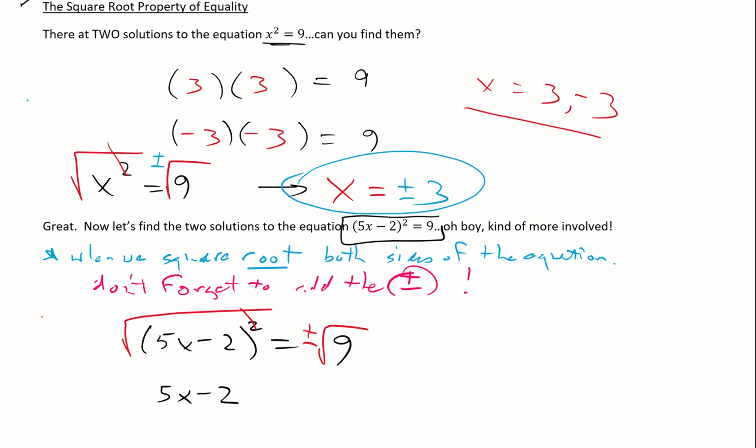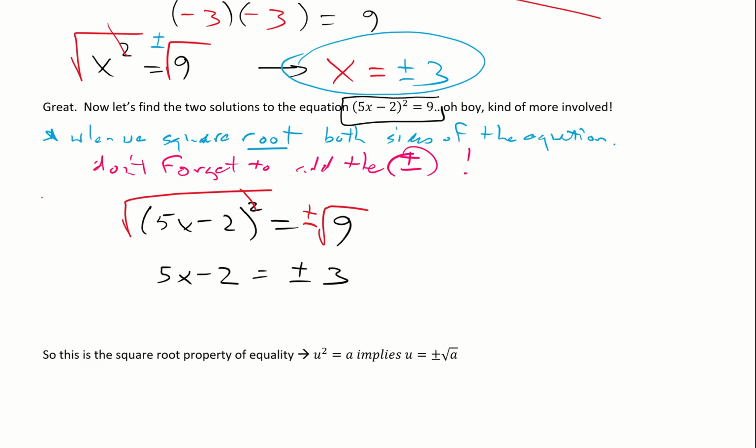And I have a new equation. 5x minus 2 is on one side. On the other side is plus minus, oops, plus minus what? 3, because we square rooted 9. For beginning students that really struggle with this, which is a lot of my students, I know what to do next. I add the 2 over to the other side, divide by 5.